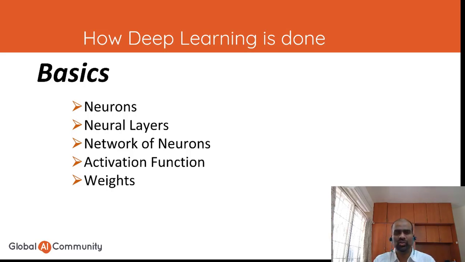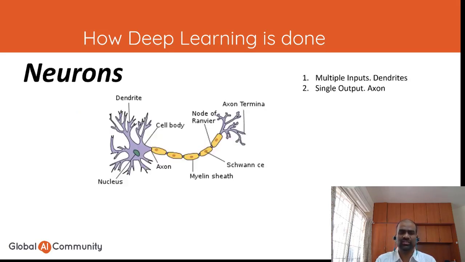Okay, so we need to know neurons, neural layers, network of neurons, activation function, and weights. You saw neurons, right? If you look into your 5th, 6th, or 7th standard books, you will see neuron, dendrites, axon, and so on. The concept came to deep learning from this biology book. Multiple inputs are given and you get a single output. That's the whole point.